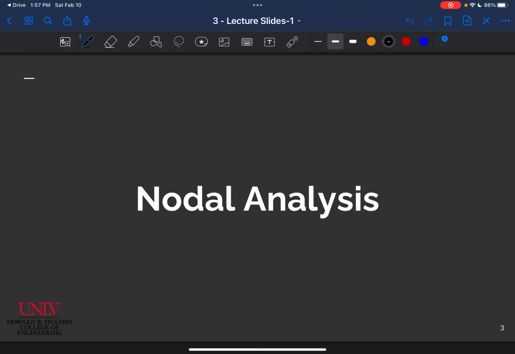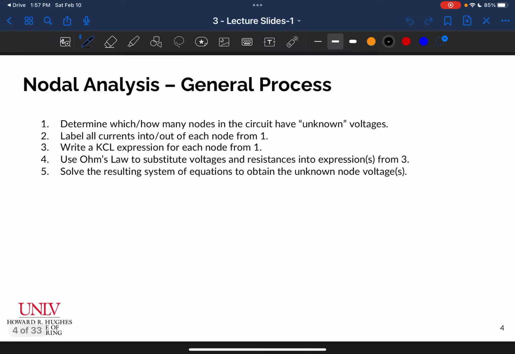All right, so we're on to nodal analysis. It's the first of the several methods we're going to discuss for solving DC circuits in this module. And let's just get right into the general process for using nodal analysis to solve a problem.